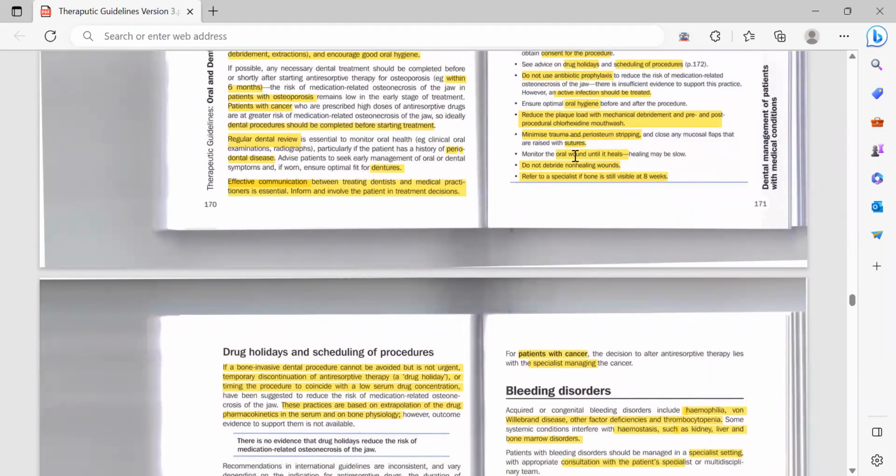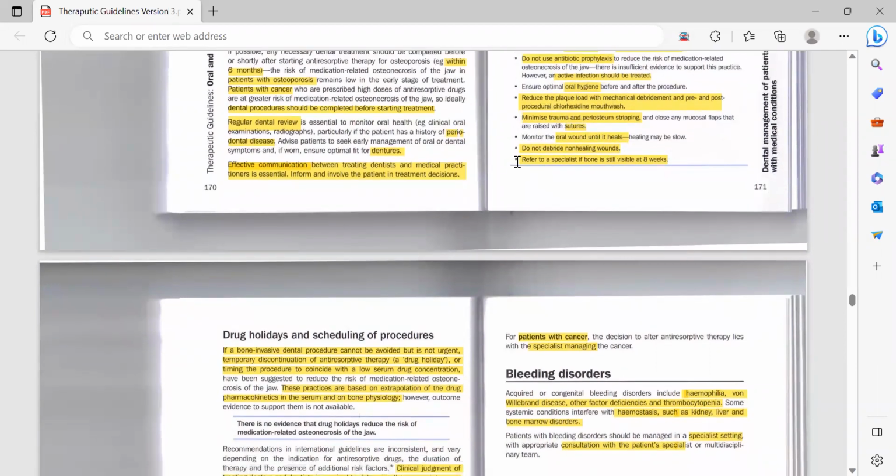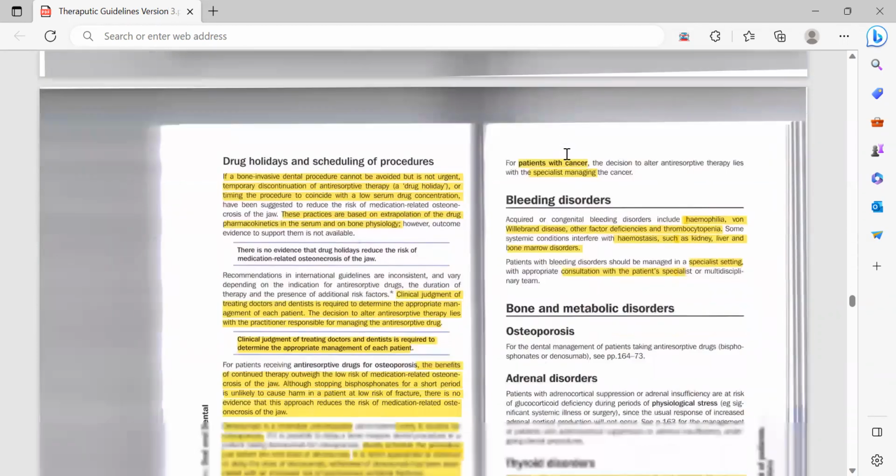Monitor the oral wound until it heals. So you need to review your patient until his socket starts to heal. Healing may be slow, but do not debride the non-healing wound. If you can still see the bone and healing has not occurred even after 8 weeks, then you need to refer the patient to the specialist.